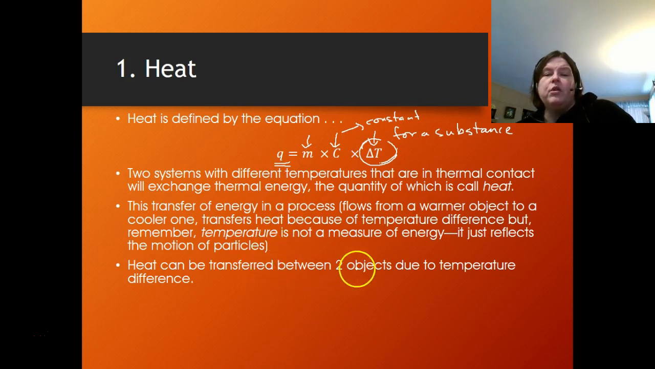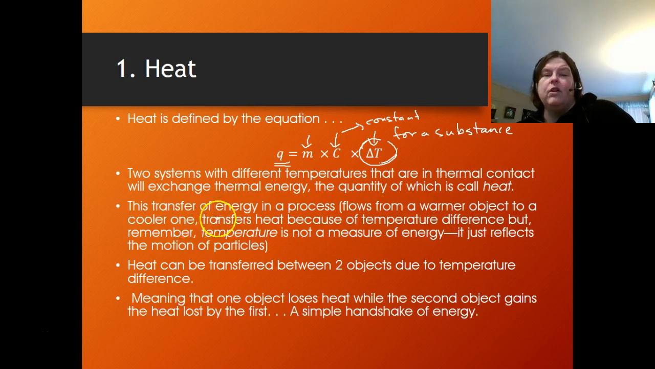So heat can be transferred between two objects due to temperature differences. A warmer object will make a cooler object warmer. Okay? It doesn't go the other way. So one object loses heat while the other one gains heat. It's what we call a simple handshake of energy. So I touch you, you touch me, my hands are cold, your hands are warm, you're going to pass heat to me and warm me. Okay? This is called negative Q loss is equal to Q gain. So what we're saying is, as these objects are losing and transferring heat, the one that's losing is transferring an equal amount of energy to what the other one is gaining.